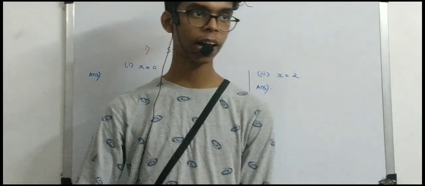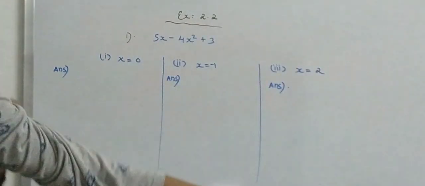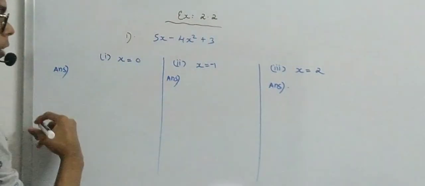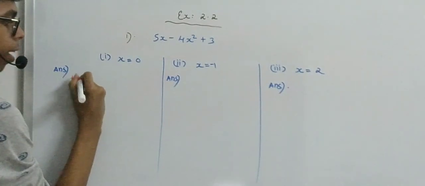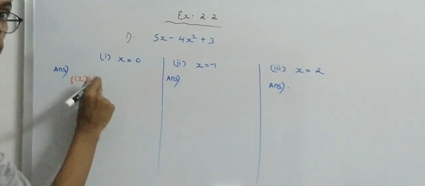So today in our class we will be discussing exercise number 2.2. Okay, so our first question over here is: find the value of the polynomial 5x minus 4x square plus 3 at the given values. I have told you we can just substitute it and find it out. So let us consider our given polynomial as f of x. We have to find the value of the polynomial at x equal to 0.